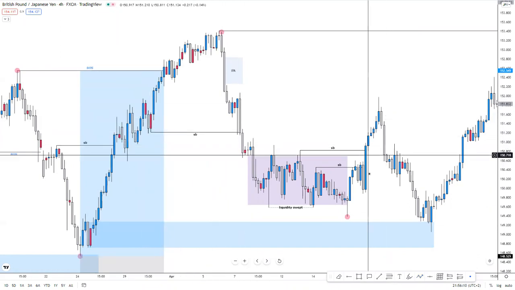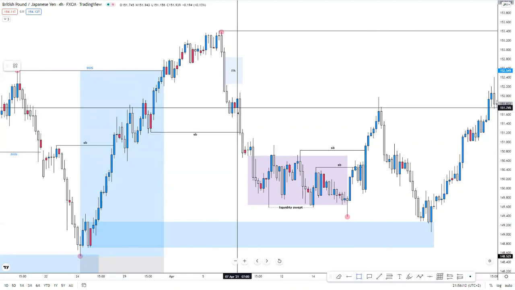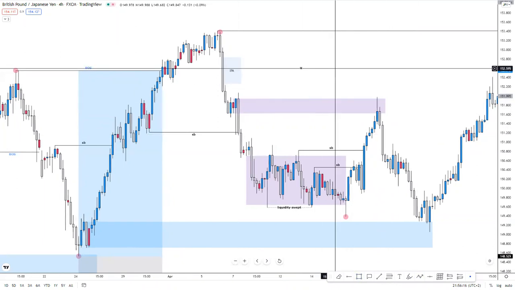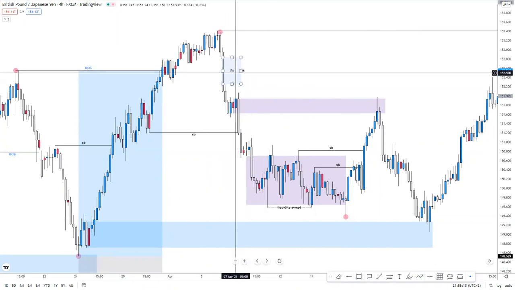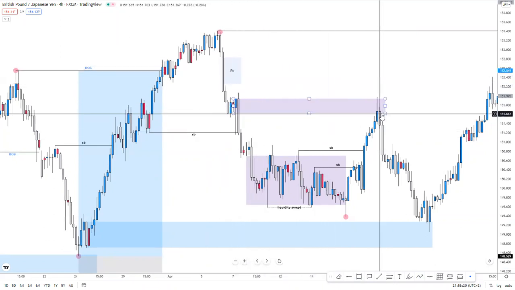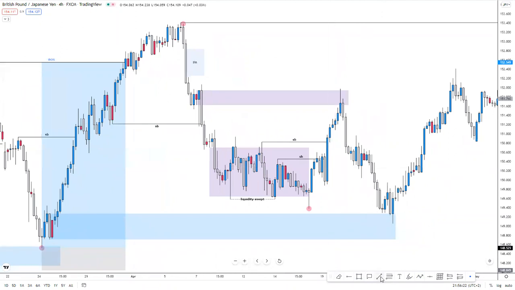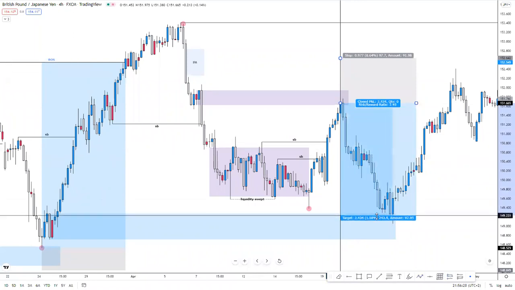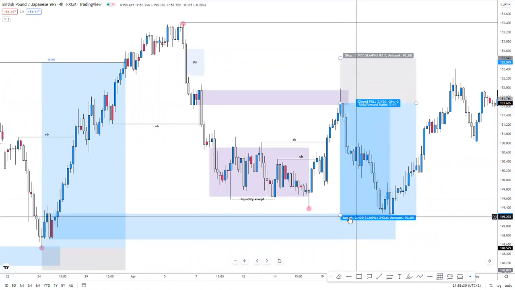So why is price coming there? Price is coming there. Why? Because it has to mitigate this order block, as well as probably filling imbalance here. Perfectly mitigates this order block, and then that could have been a short-term sell, right? Into our area of interest, right?